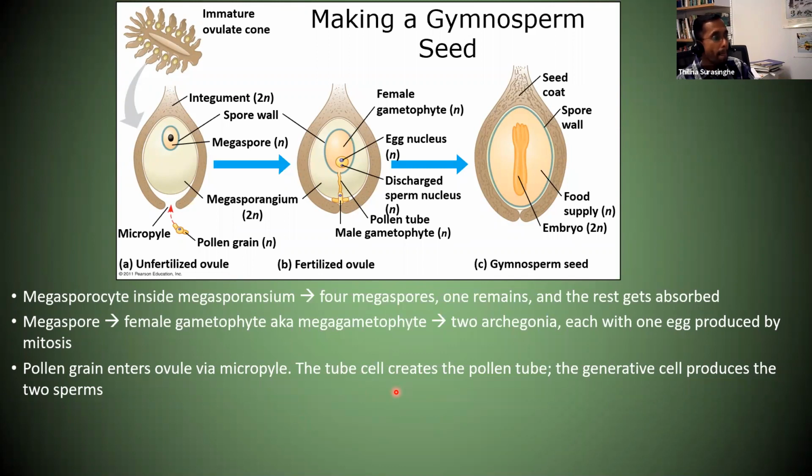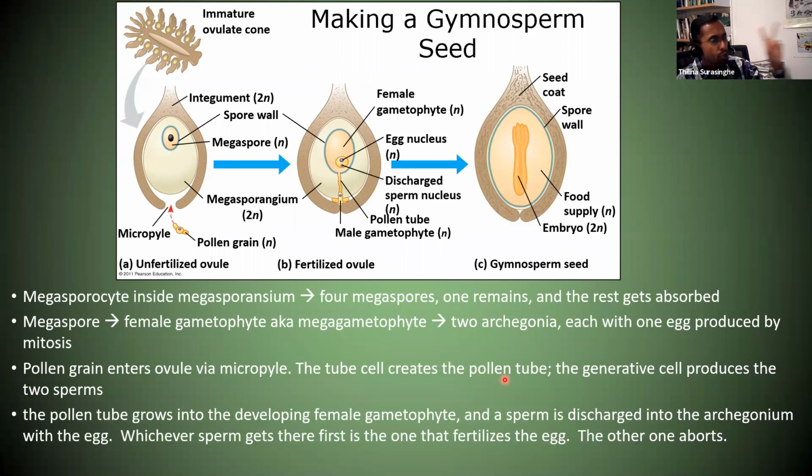And of course, that developing, growing pollen grain will have two cells in it. One is the tube cell that is responsible for producing the tube. The second one is the generative cell, which is responsible for producing the sperm. In fact, the generative cell will produce two sperms.